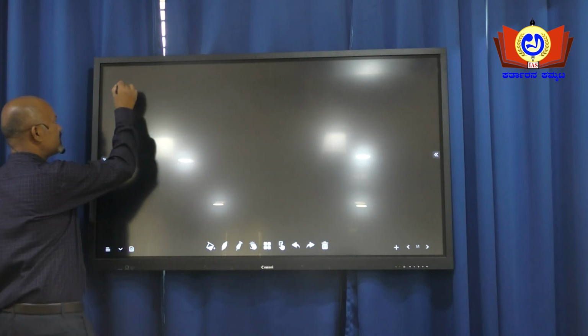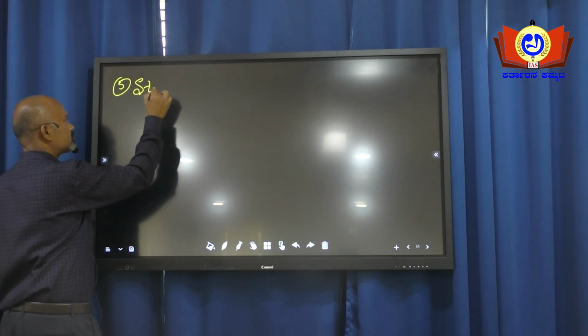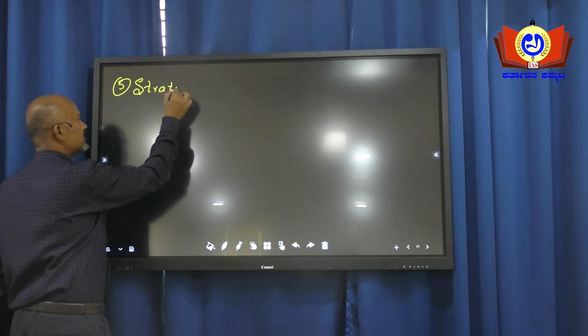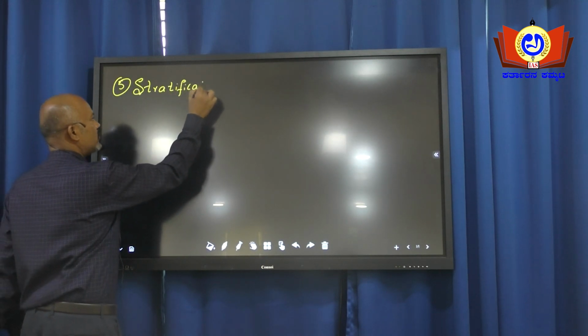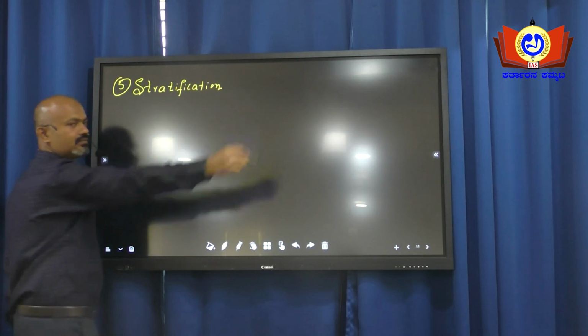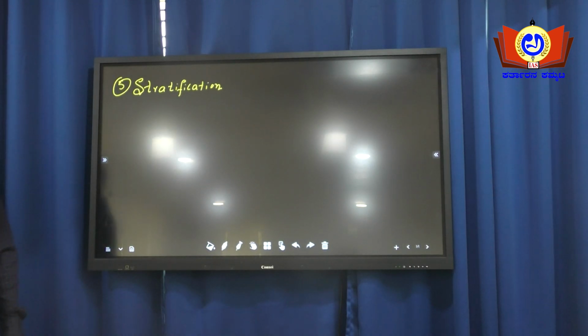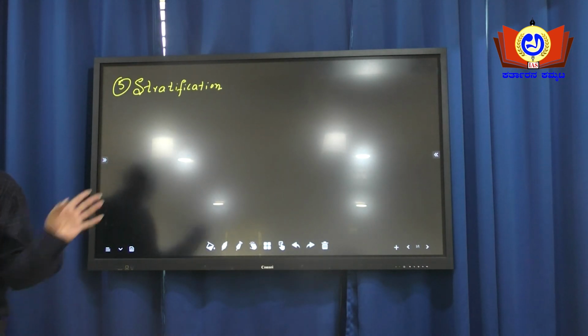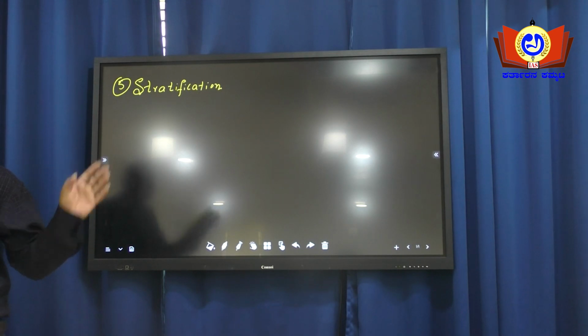The next is the fifth one, stratification. Around 1/6 of the syllabus, of the complete sociology syllabus, is there in this stratification. A bigger slot.